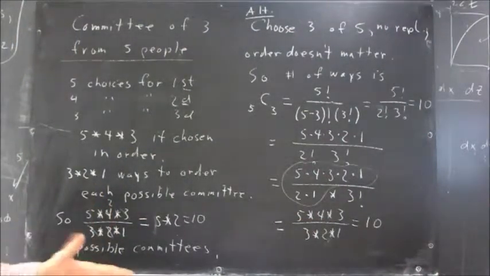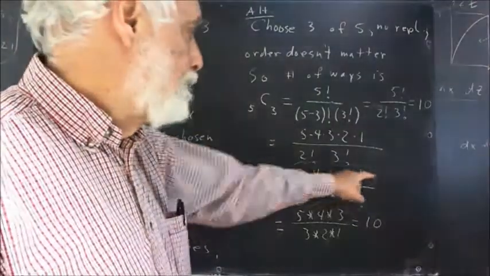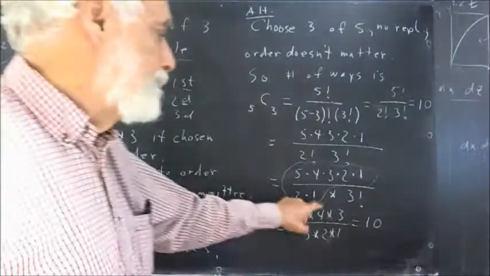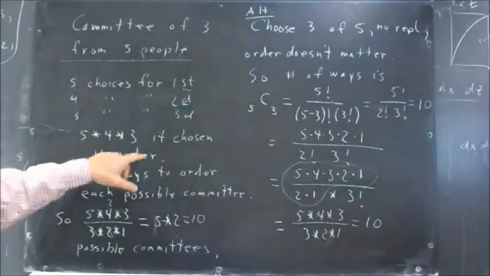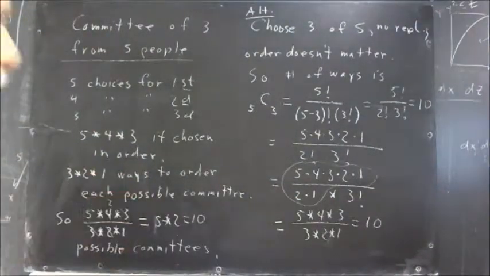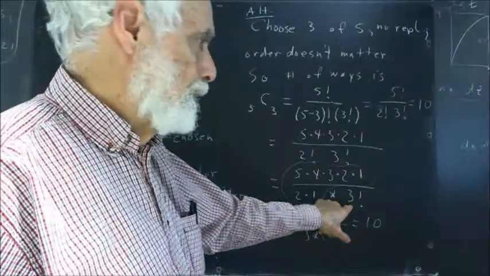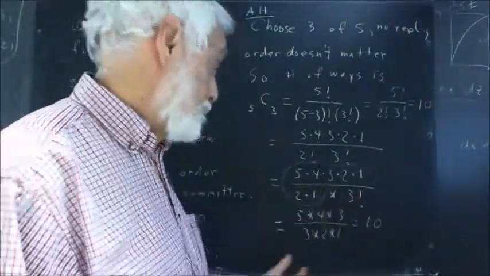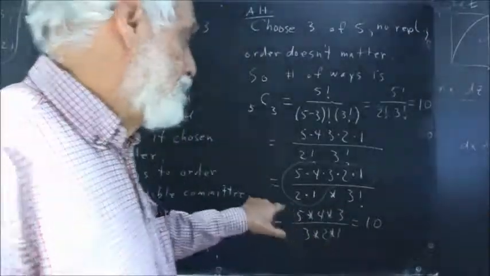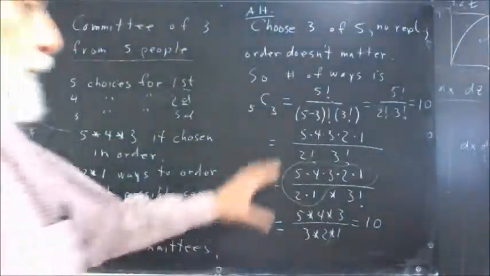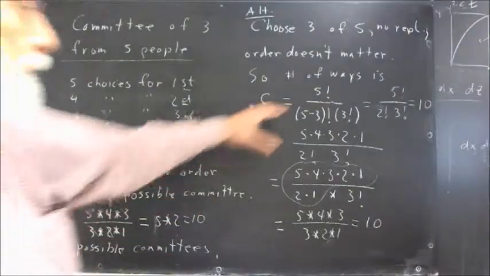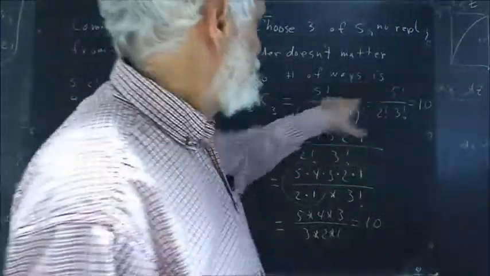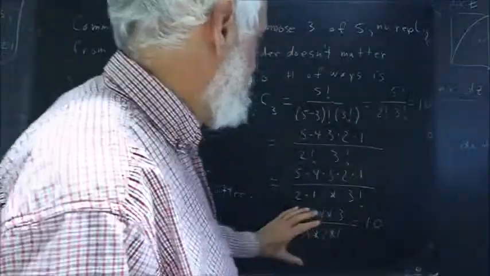Now, the significance of doing it that way is this: 5, 4, 3, 2, 1 divided by 2 times 1 gives us the 5 times 4 times 3, which is the number of ordered choices. And then the 3 factorial is the number of ways any selection of 3 could have been ordered. So this is the same as this, but the connection is kind of hidden in all the notation here. If we write it out this way, we kind of miss that connection.